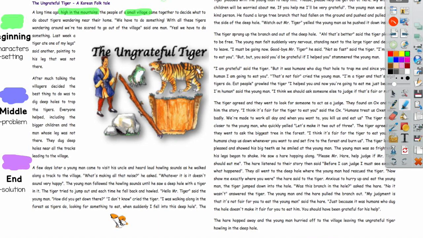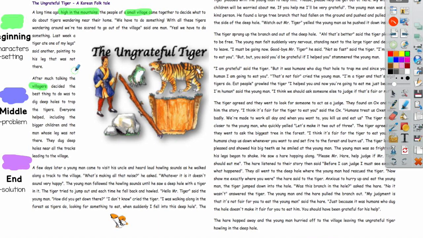Okay, so in this second paragraph, I'm going to highlight villagers because those are some characters in my story. Also, in the beginning of the story, I'm noticing that they're facing a small problem. What is that problem? You're right, tigers are wandering near their home and they're too scared to do anything. So they decide to fix their problem by digging holes. Let's see if this problem gets bigger in the middle.